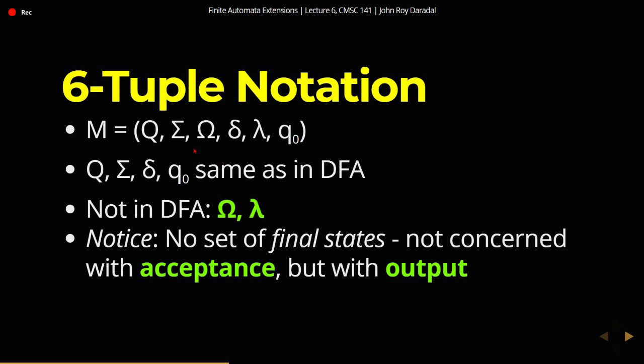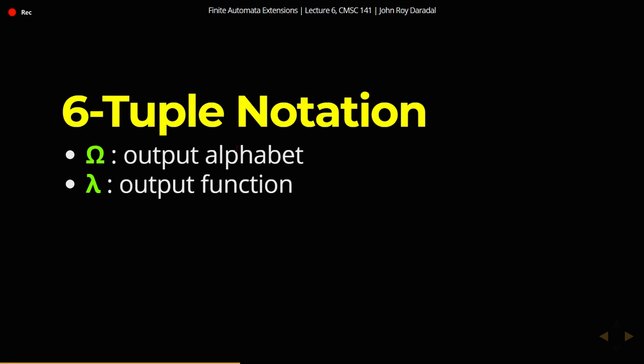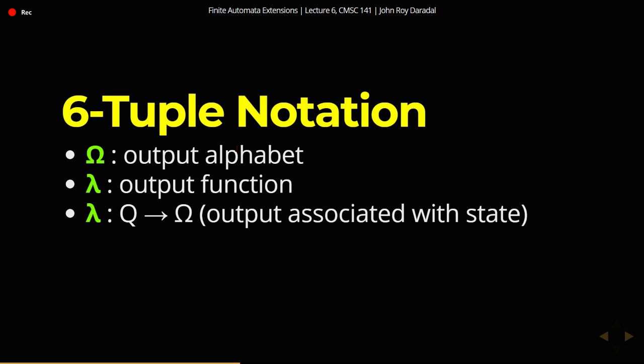Going back here, sigma is your input alphabet, so the set of input symbols. Equivalently, you have omega as your output symbols, so the set of output symbols. And for lambda, this is what we call the output function, which will in this case map from the set of states to the output symbols. So for each state, you map an output associated with that state. So lambda will look something like this for the Moore machine: lambda of Q is equal to O, wherein Q is a state and O is an output symbol.